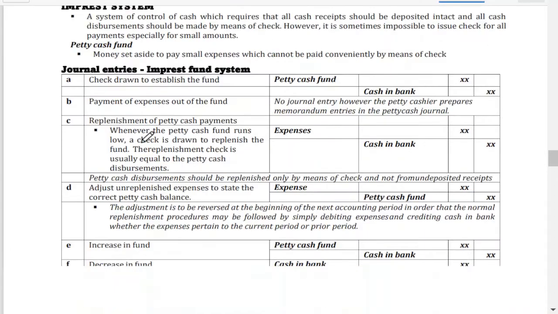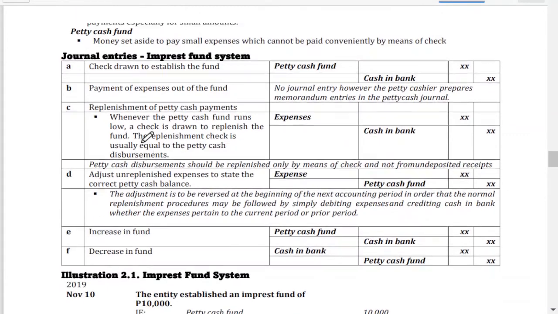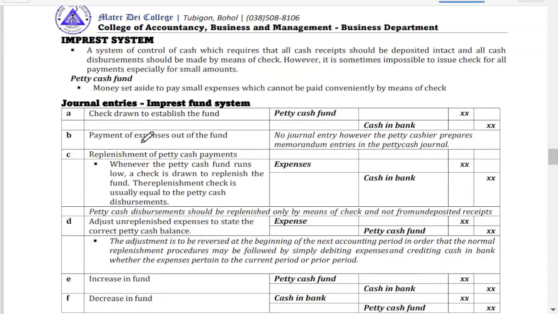So under the Imprest system, okay, we have here the pro forma entries. So if you're going to establish the fund, so you debit petty cash fund and credit cash in bank. So this means na babawasan natin yung money sa bangko kasi ito transfer natin siya to another account, which is nag-create tayo ng petty cash fund.